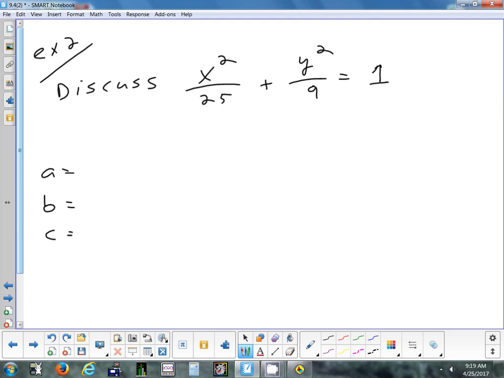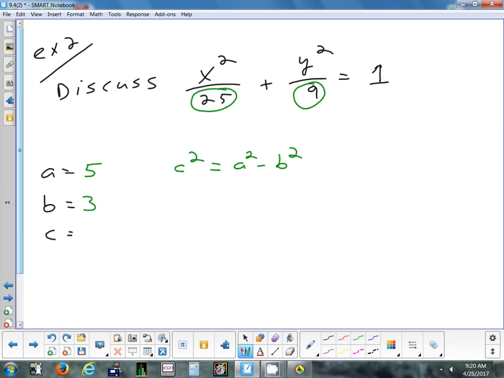So what is A here? Yeah? 5. Remember, A is always the bigger number, but this is A squared. So A is 5. How about B? B is 3. It's the square root of the smaller number. And now C, if you want to write the coordinates for the focus, you need to know C. So what's the connection between A, B, and C? What's the formula? C squared is A squared minus B squared, right? Okay, so take a second, do that out, and write down what C is.